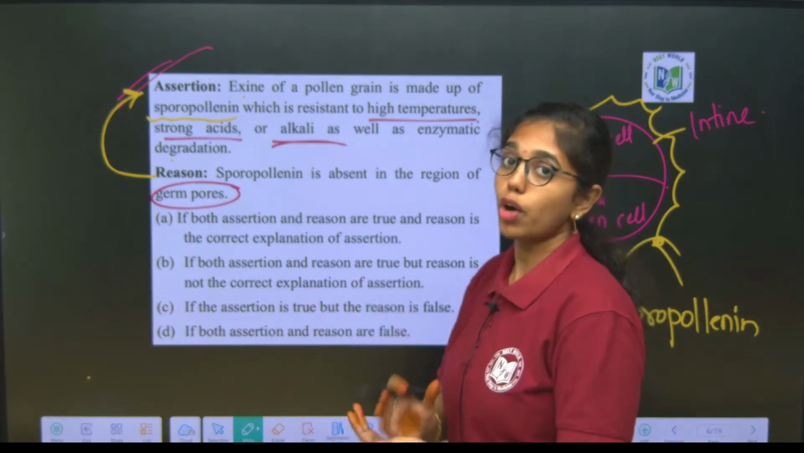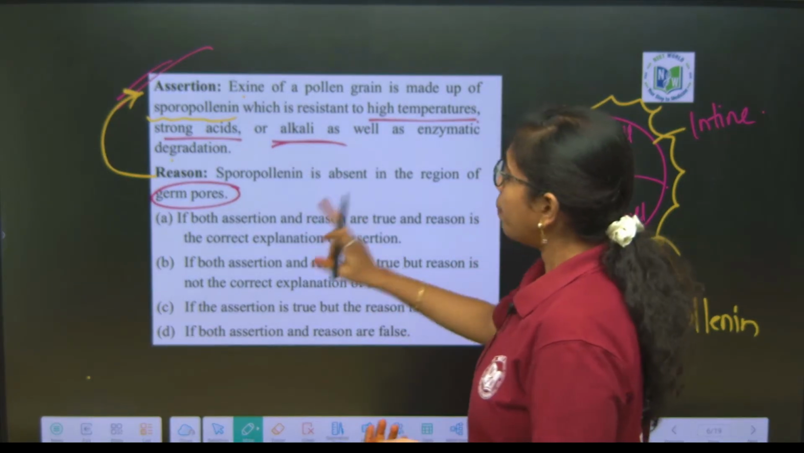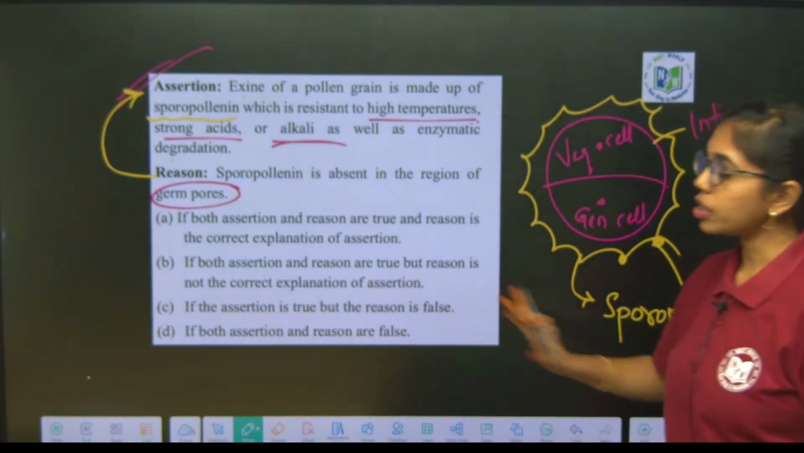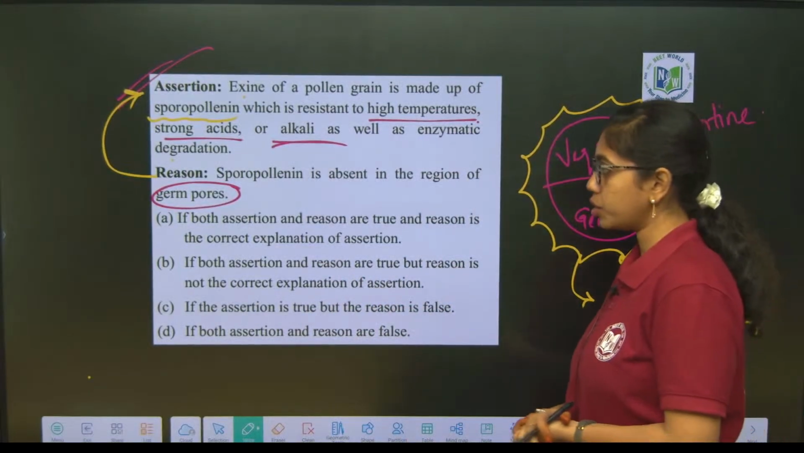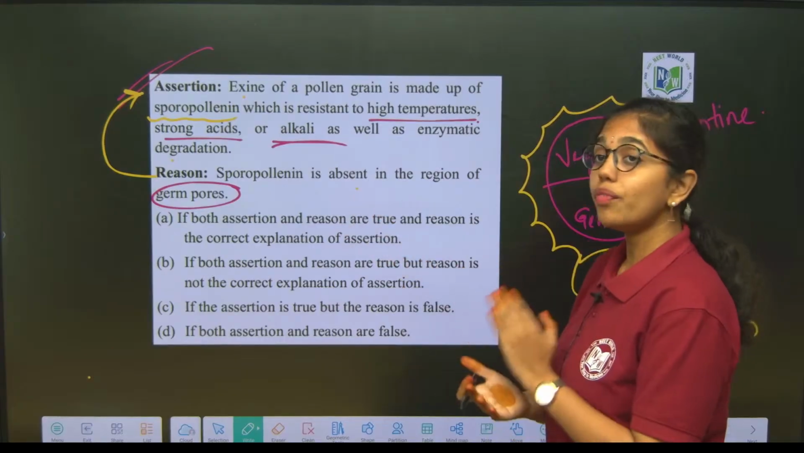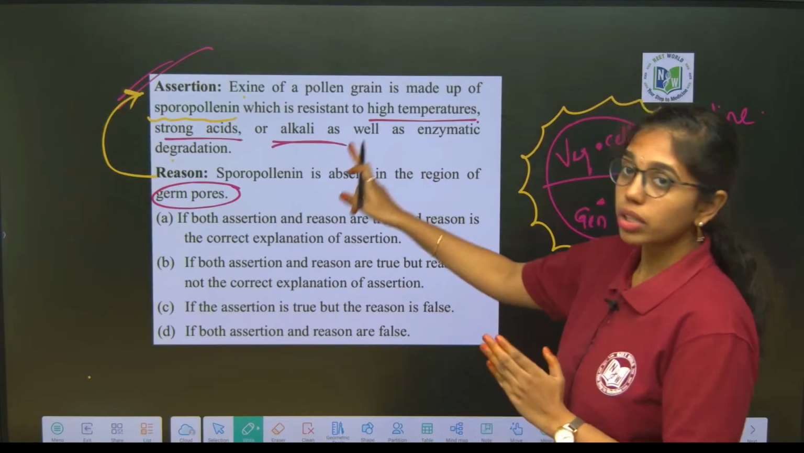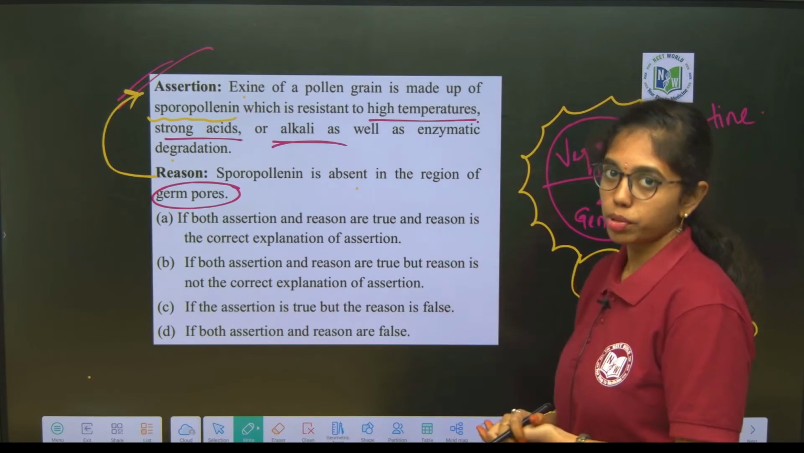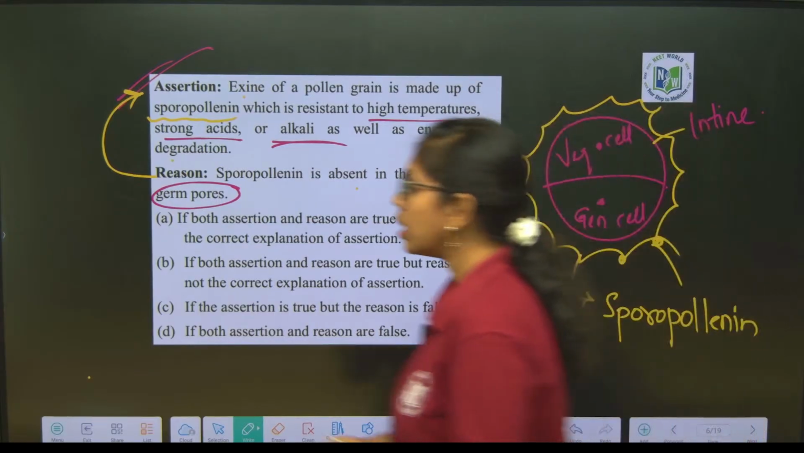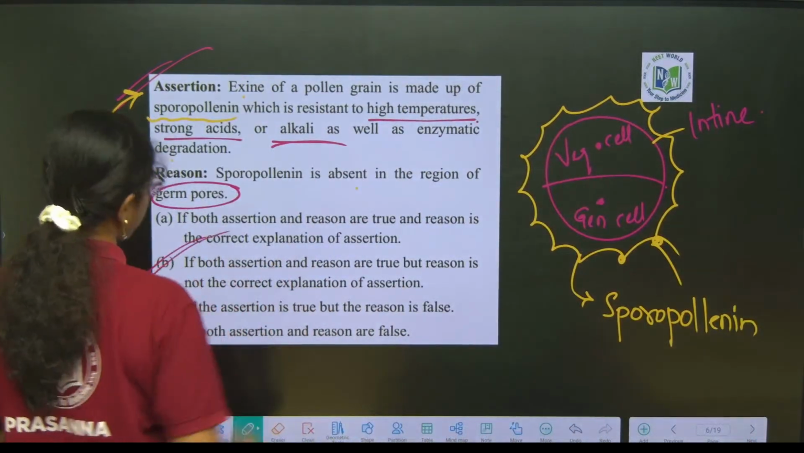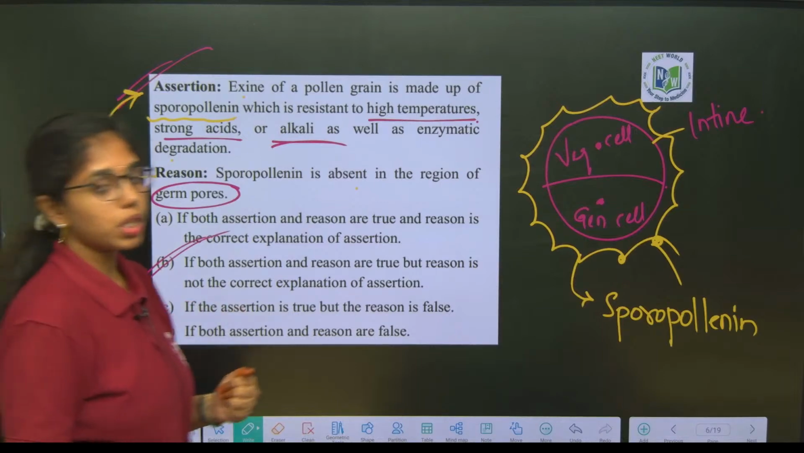In this case, what option do you have to choose? Both A and R are true and the reason is not the correct explanation of the assertion, because the reason nowhere explains the sporopollenin composition of the exine wall. These are two different, unique statements. So we have to go with option B.